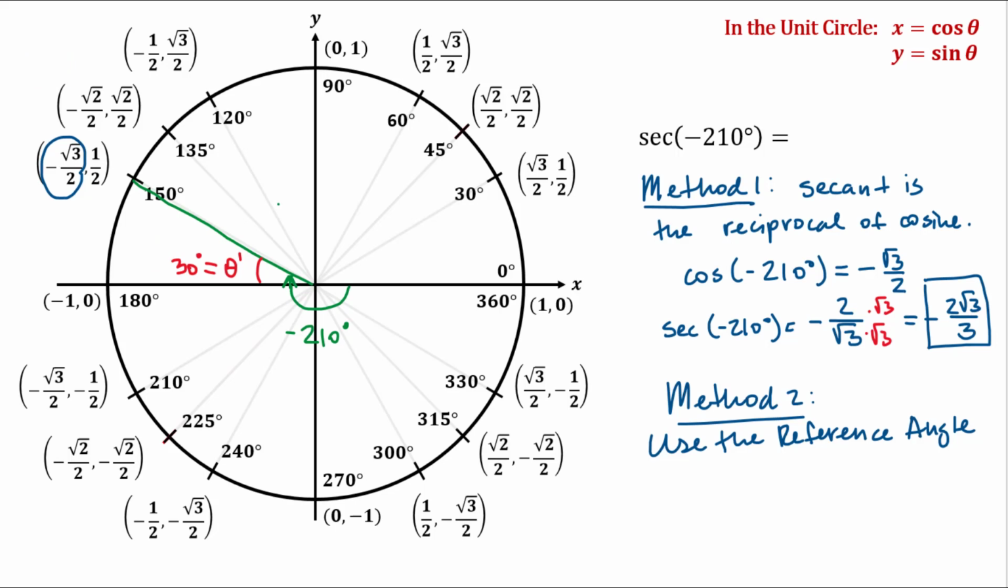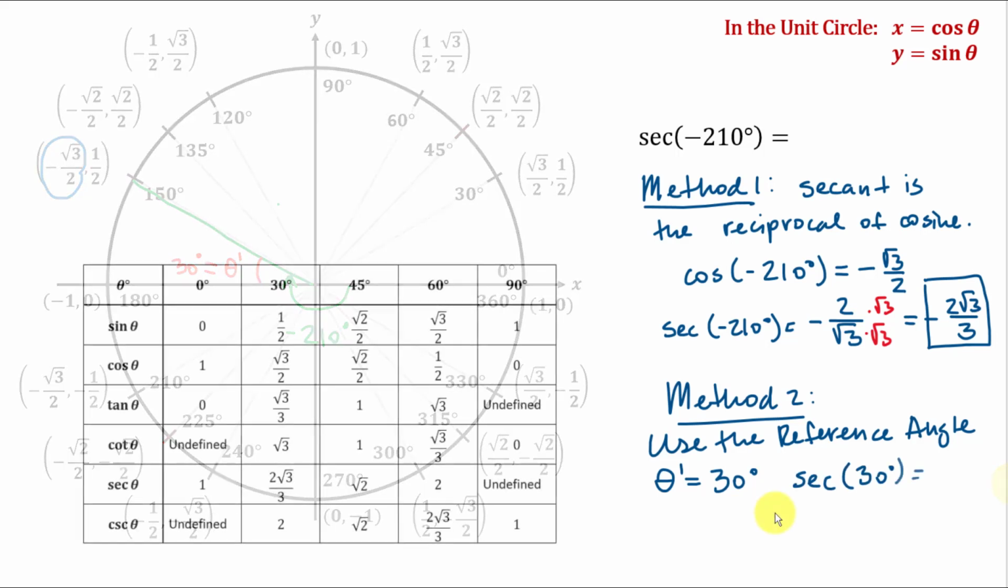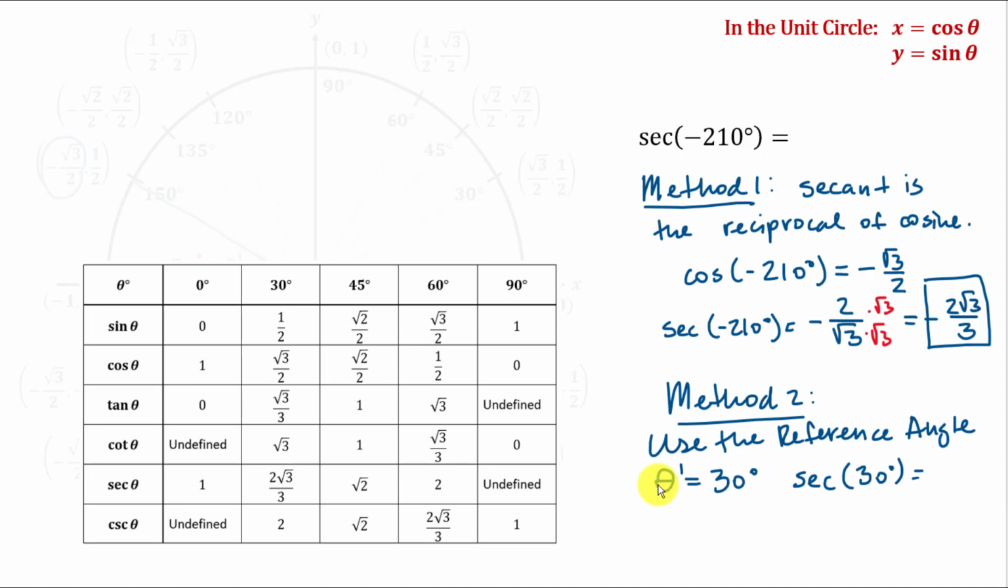Let me write this all down. So first I'm going to say that I found the angle theta prime, the reference angle, and it's 30 degrees. And I want to write down what secant of a 30 degree angle is. And we can easily get this information from the table of trig function values for the special angles. Here's the 30 degree angle, and I need to find its secant value. So I go down this table, and that's where I'm going to obtain the number. So it's 2 radical 3 over 3.